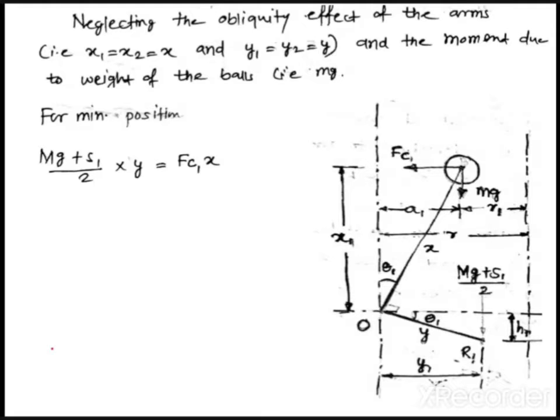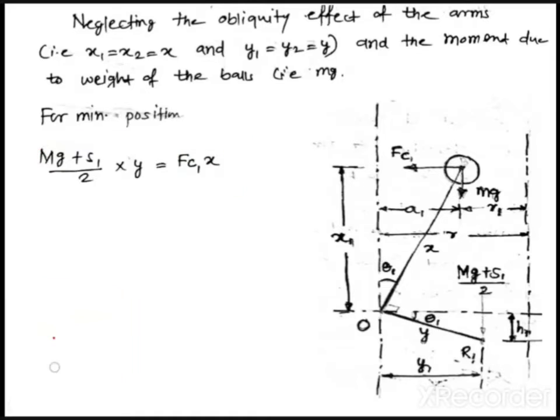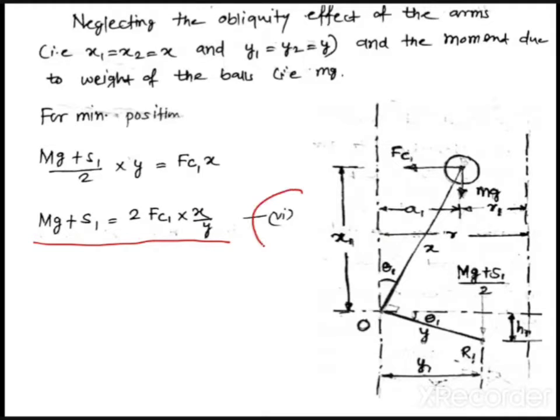So this is the minimum position diagram. For the minimum position diagram, I have got this equation. (mg + s1)/2, this is anti-clockwise, this is clockwise, so clockwise is negative. Now taking the moment, I am modifying it: shift this y towards the right side. So you will get this equation: mg + s1 is equal to fc1 into x upon y. Let us call this equation number 6.